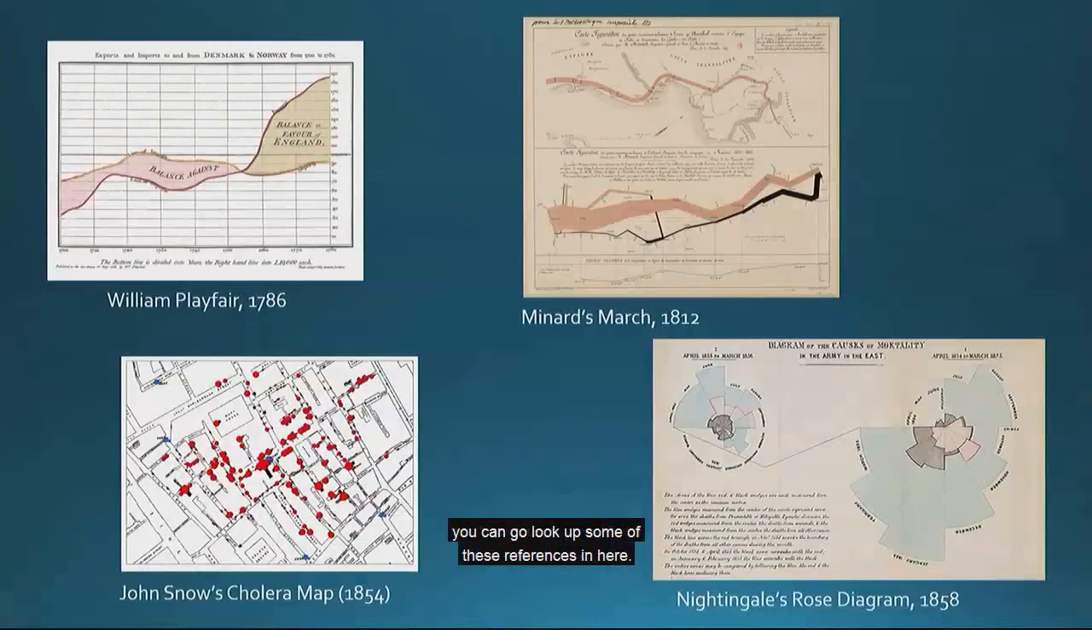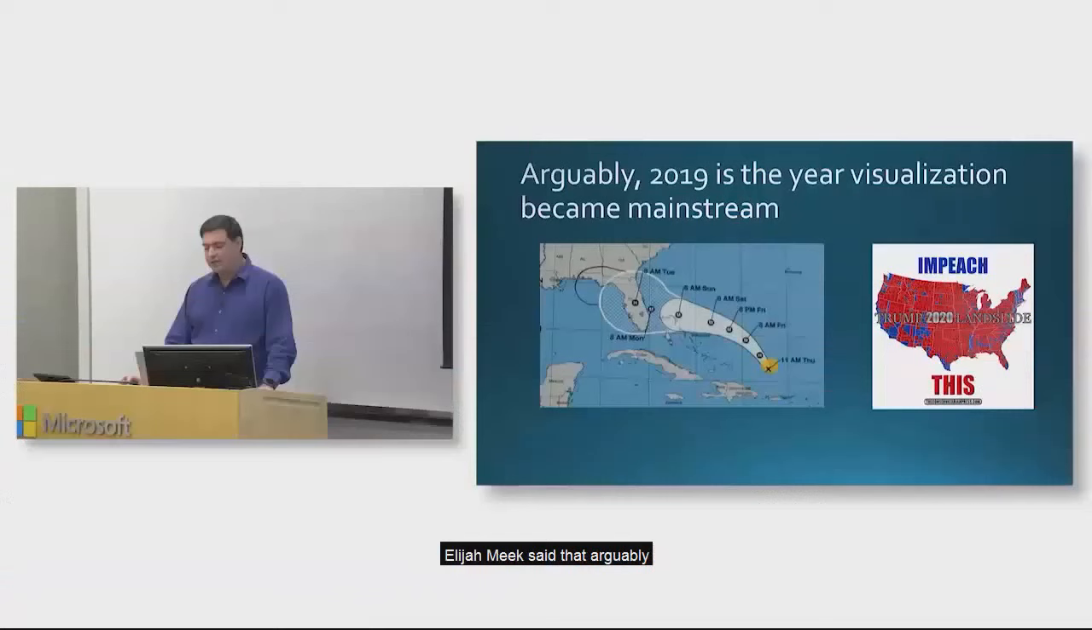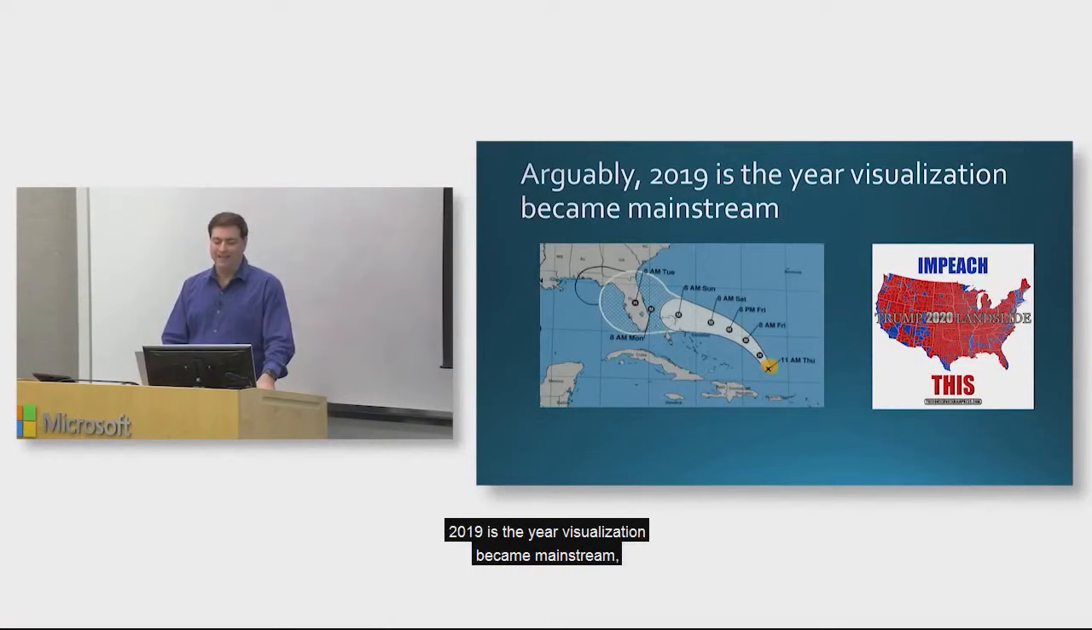But arguably, and there's been some recently published material, Elijah Meeks said that arguably 2019 is the year visualization became mainstream. And you're seeing this partly because we're becoming more visual as a people, and politics is doing it. I'll do some political examples later. And visualization is completely in the public domain. So being able to understand this a little bit better, and understand some of the nuances that go into this, is what this talk is about.